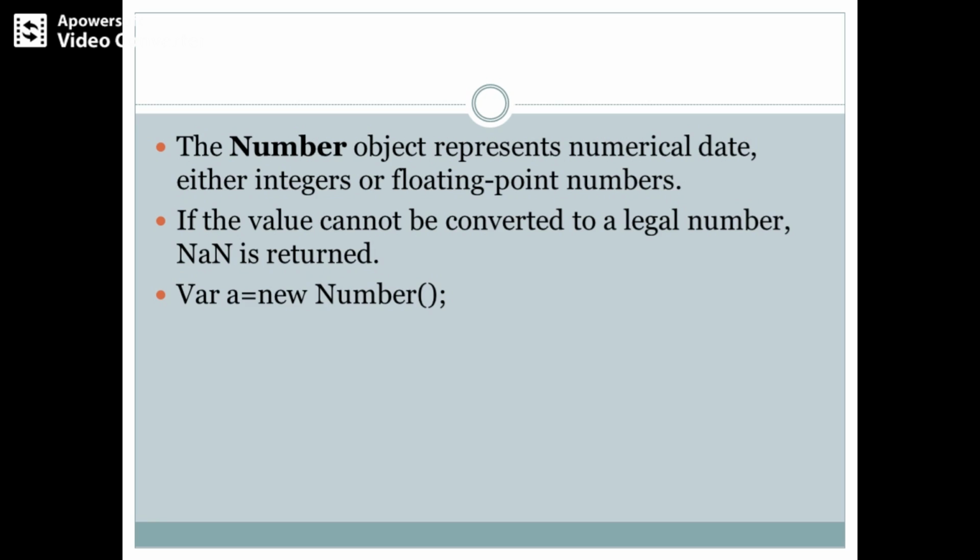To reference any particular property, we write it in this manner: the object followed by a dot, and then the property. We can assign a value to the property with equals and the value.